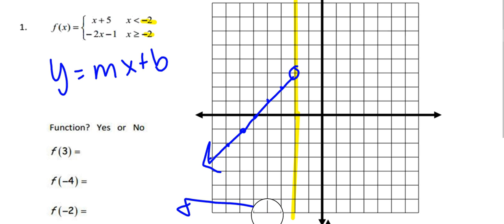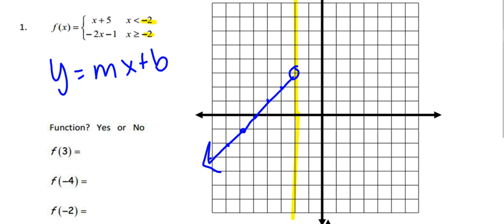Some of you I worked with one-on-one, and I showed you to not even mark the part until you got to the restraint. But if you do, make sure it's pencil and it's light so you can erase it easily. So the next one says negative 2x minus 1, where x is greater than or equal to negative 2.